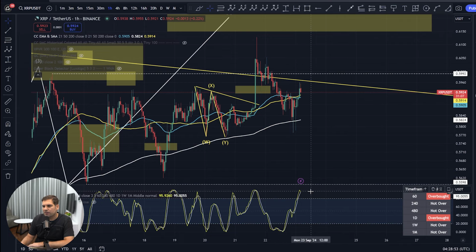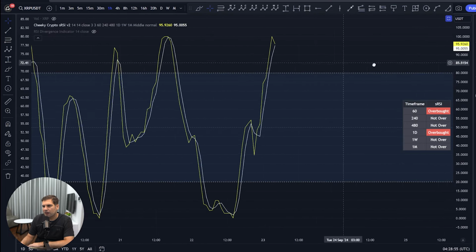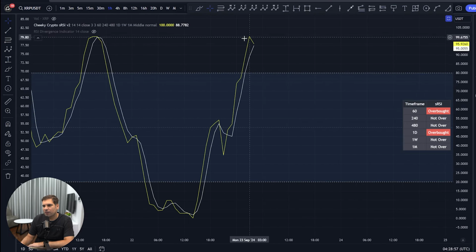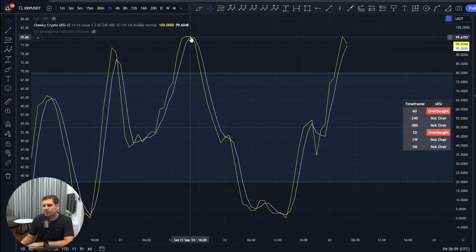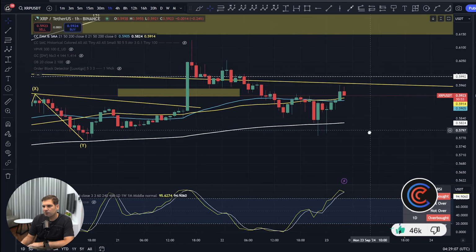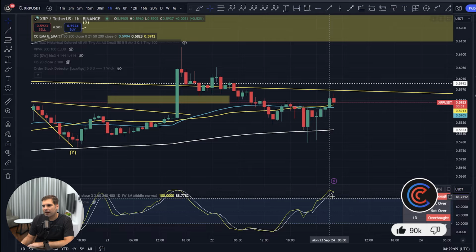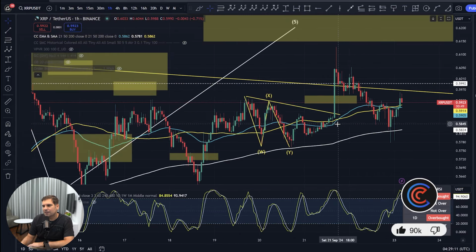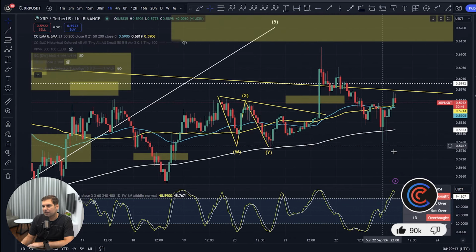Taking a look at our momentum indicator here, we can see that we have pushed up to the overbought range. Last time we were here was on Saturday at 1600 hours. Saturday at 1600 hours, of course, was this move to the downside that we saw testing out the 200 hourly EMA, and now we're back up there. We have lower highs on the hourly chart now and lower lows.